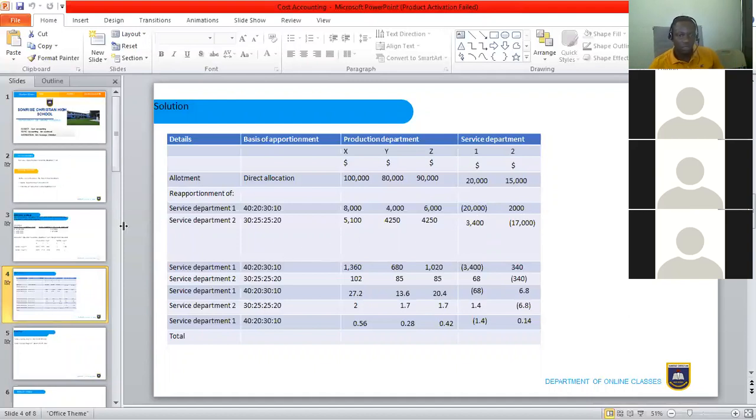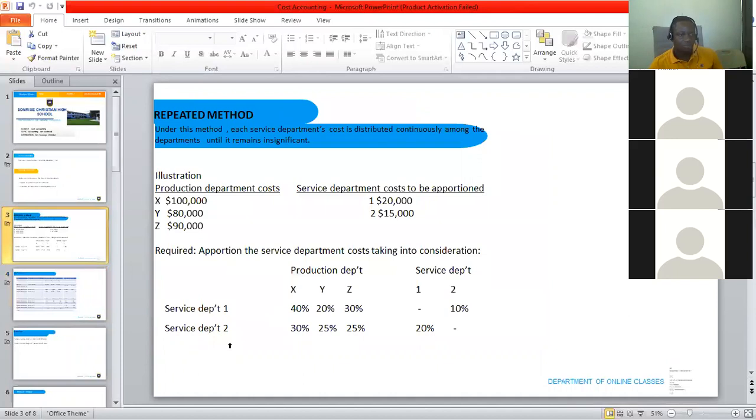So let me go back to the question. Service department 2, for production department X, we have 30%. For Y, we have 25%. For Z, we have 25%. And for service department 1, we have 20%. You get it? All right. So this is the percentage that we'll be using to reapportion the figures.